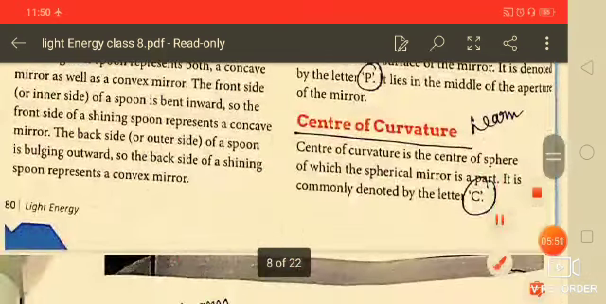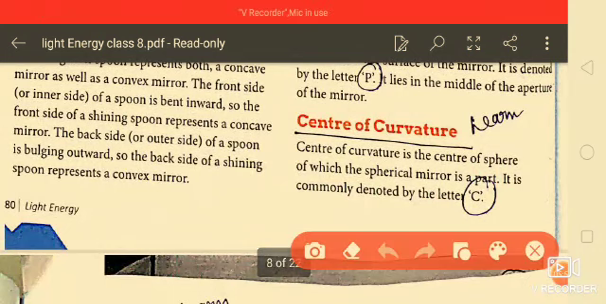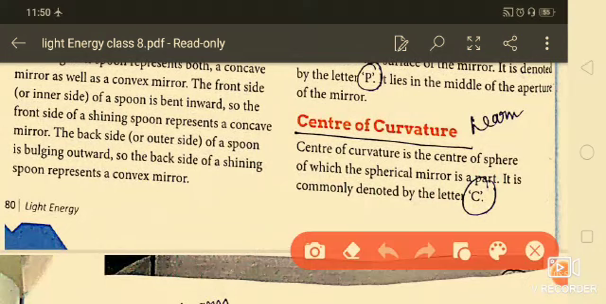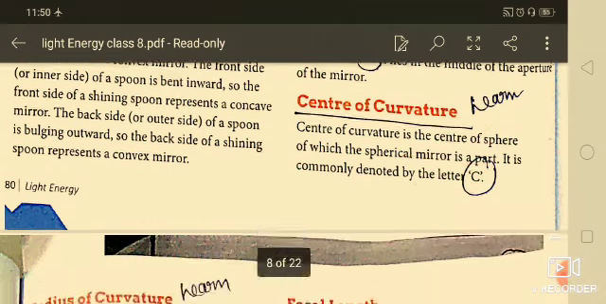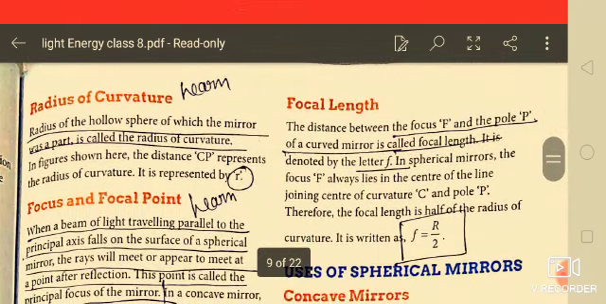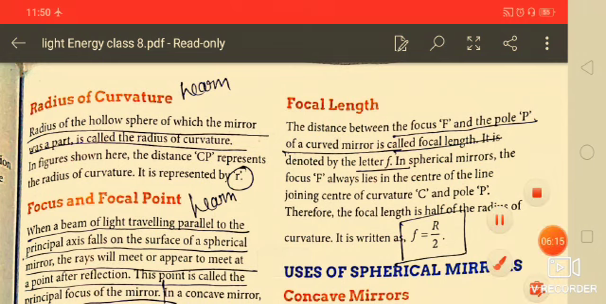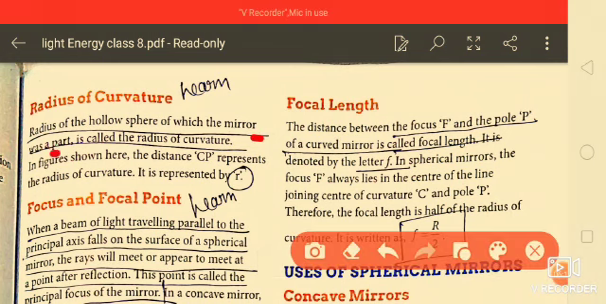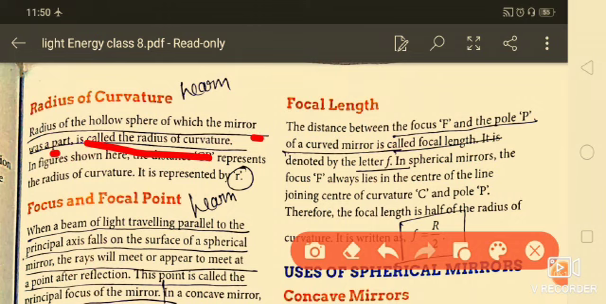Next topic is center of curvature. The center of curvature is the center of the sphere from which the spherical mirror is made. That means the spherical mirror is a part of that sphere and the center of that sphere is the center of curvature. These things are important. Then radius of curvature: the radius of the hollow sphere of which the mirror was a part is called the radius of curvature. That means this one is the radius of curvature.